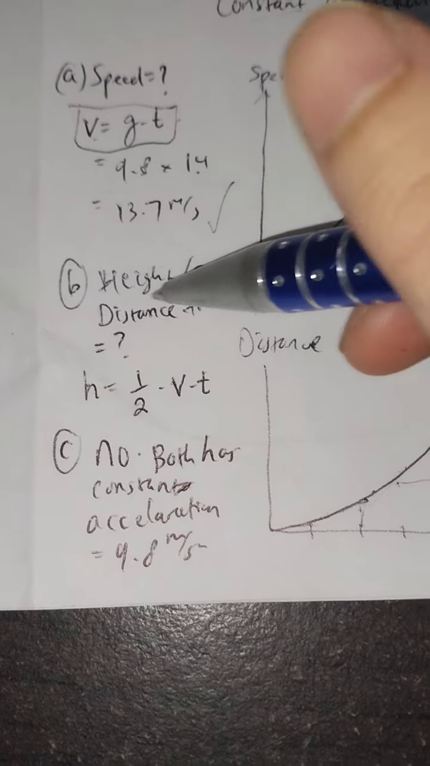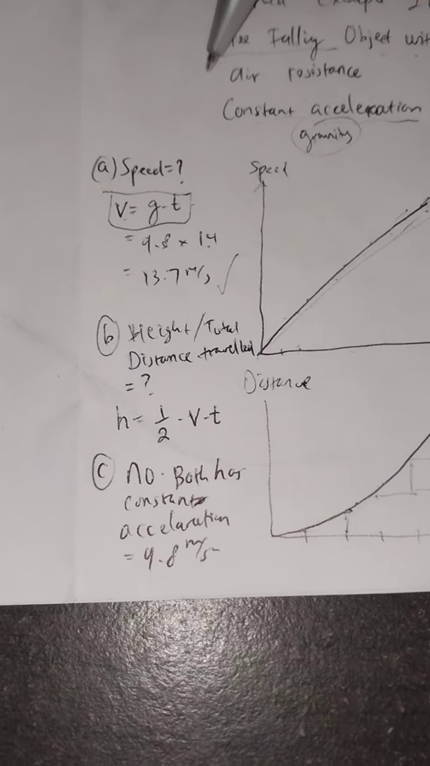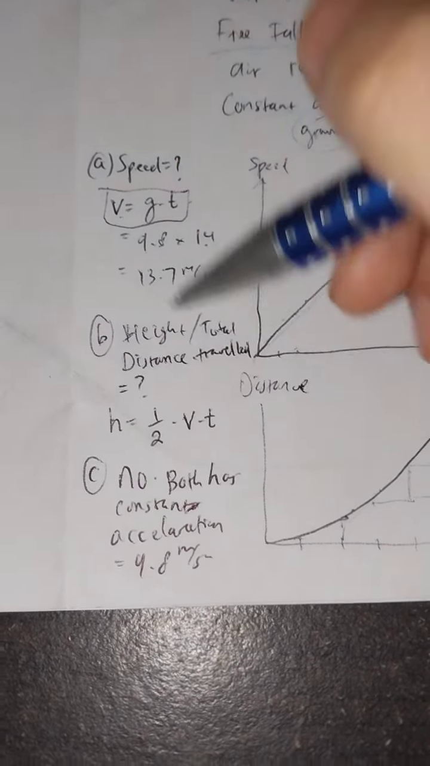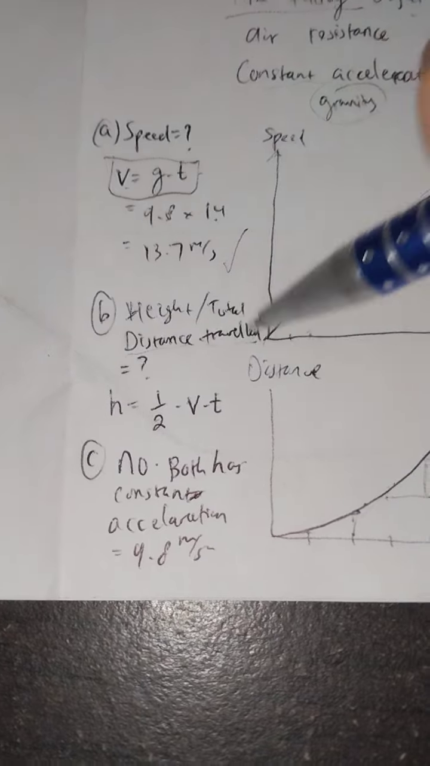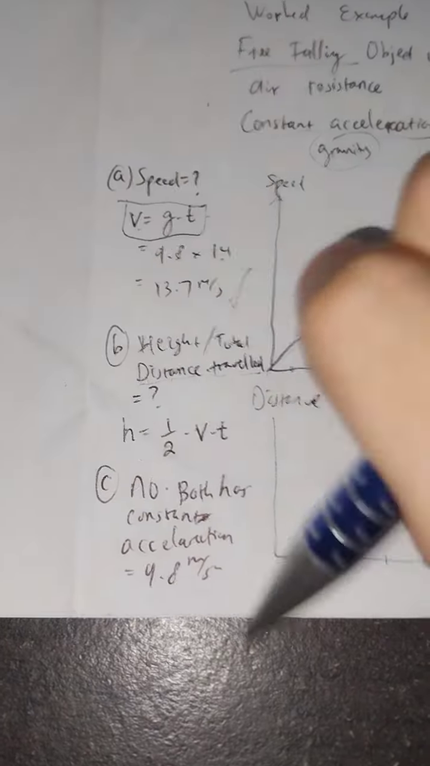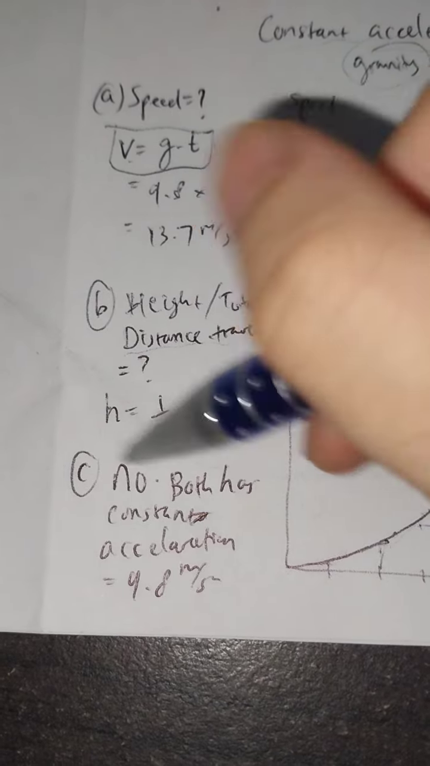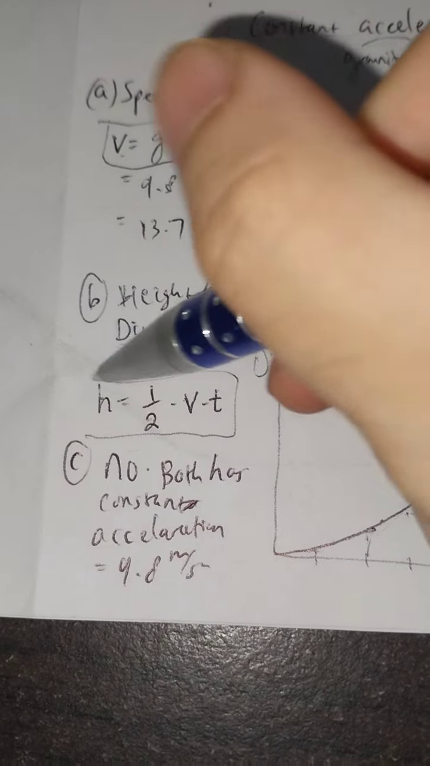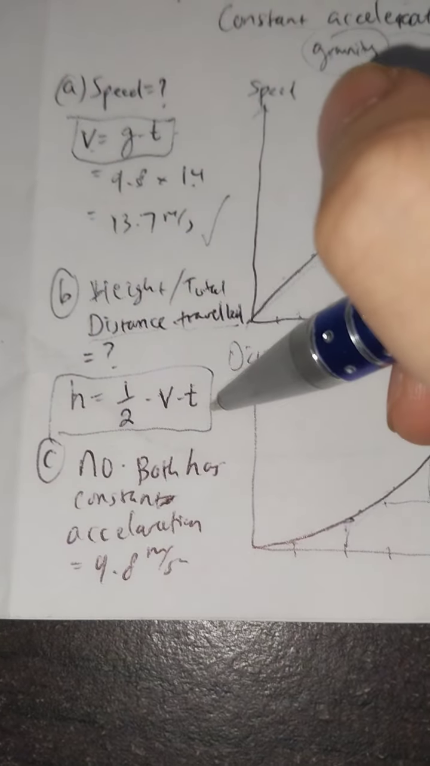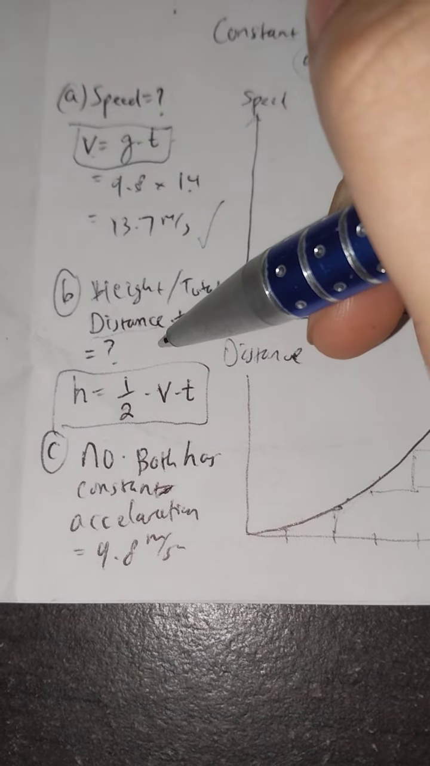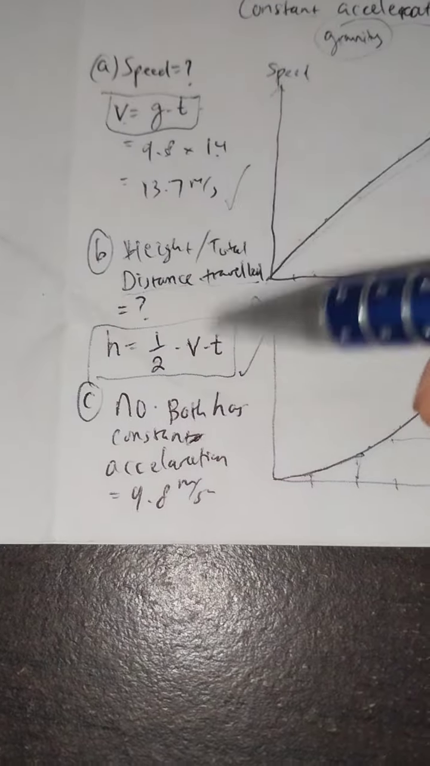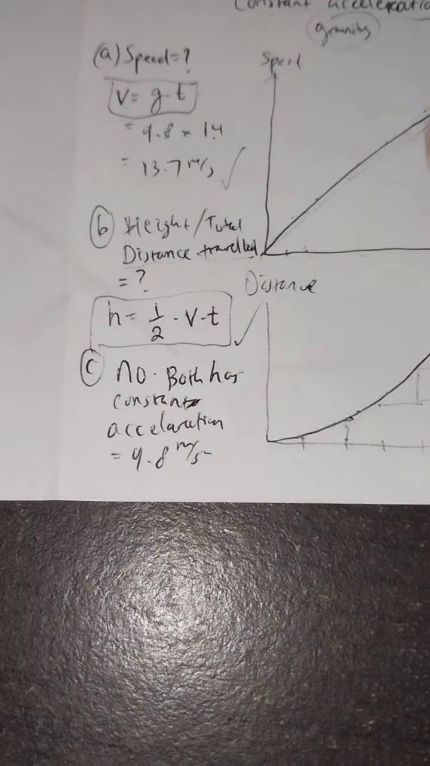For B, they ask for the height, the total height from where the object starts to fall until it reaches the ground, right? So the height, or total distance traveled from here to the ground. Now, we can use this formula: height is 1/2 times velocity times time. No more explanation needed. Just follow this. Velocity you already have from here. Just put in the time.